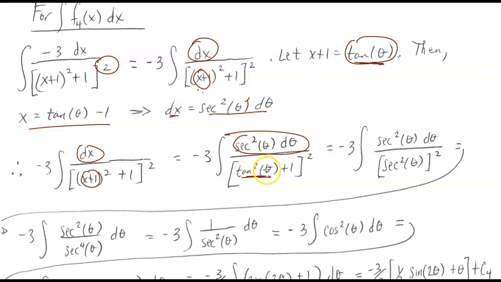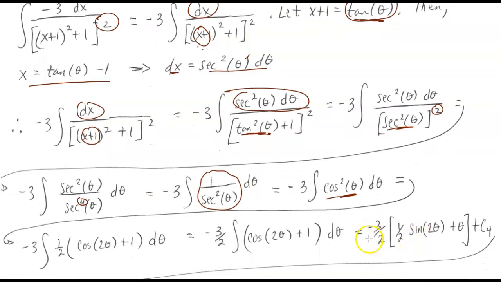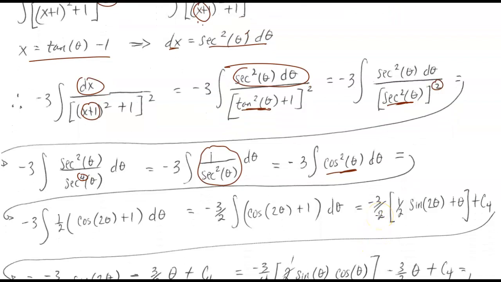And then tangent squared theta plus 1 is secant squared theta. But remember, all that is squared, so that's actually secant to the 4th. Now secant squared over secant to the 4th is just going to be 1 over secant squared. And the reciprocal of secant is cosine, so that's going to be cosine squared. With cosine squared, we now need to know our reduction formula, trig identities, to write that into a form where we can actually take the antiderivative of it.